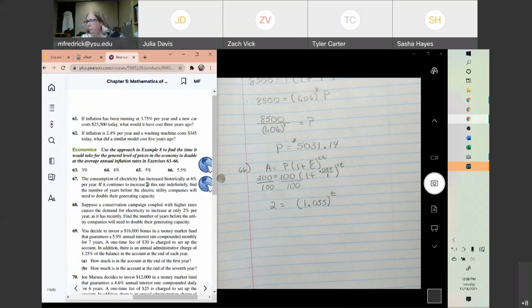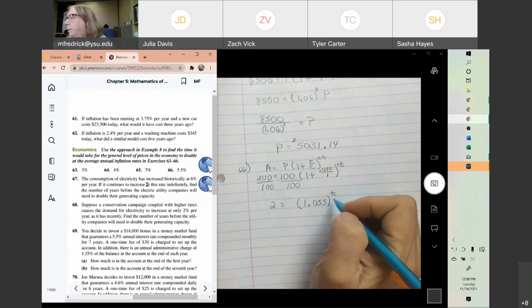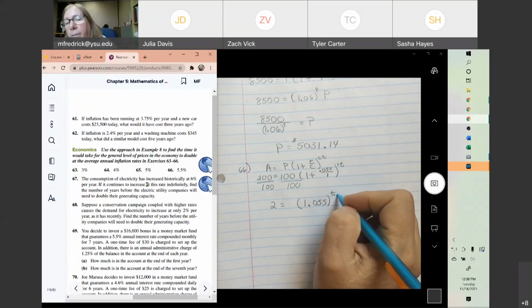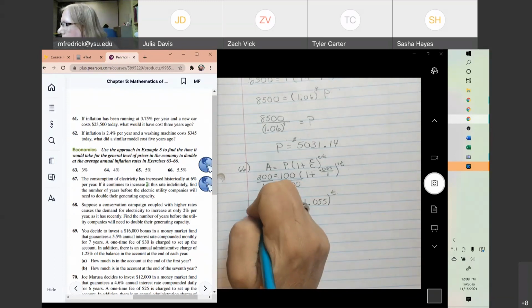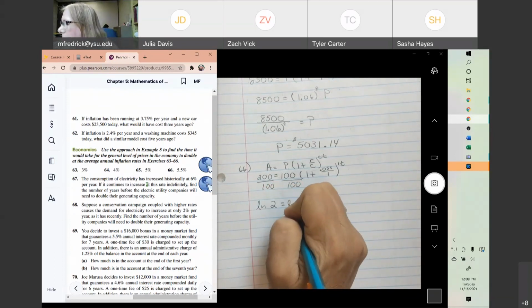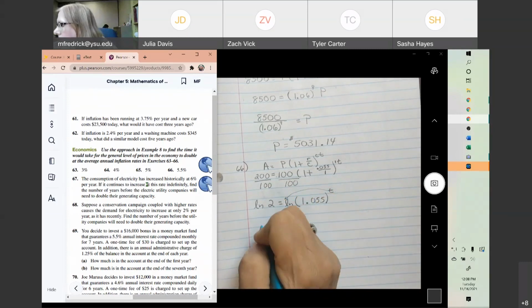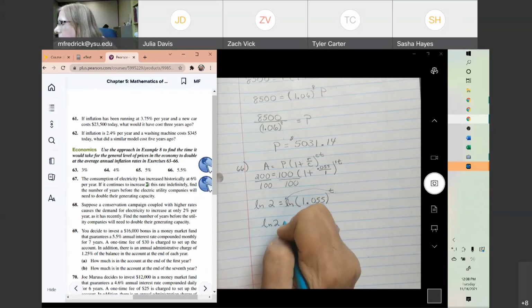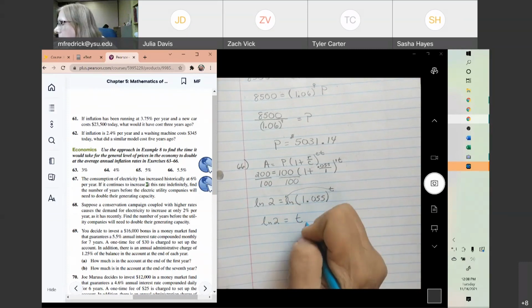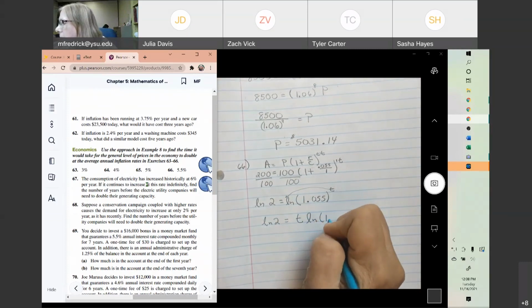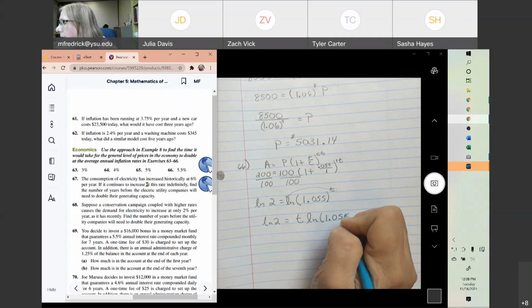Okay, now solving this one's definitely going to bring back some memories of before, because we need to get the exponent down. To do that, we take the natural log of both sides, because then this can come down in front. So the natural log of 2 equals t natural log of 1.055.